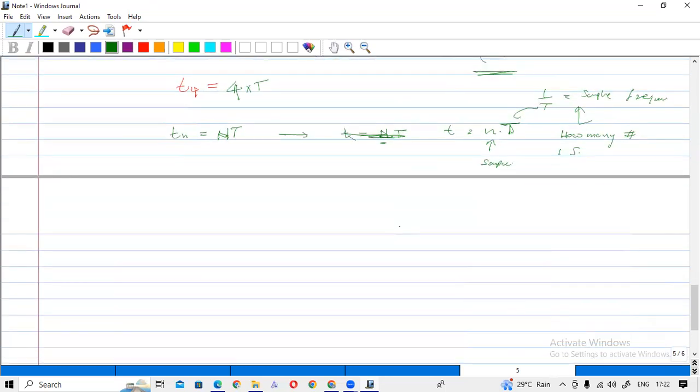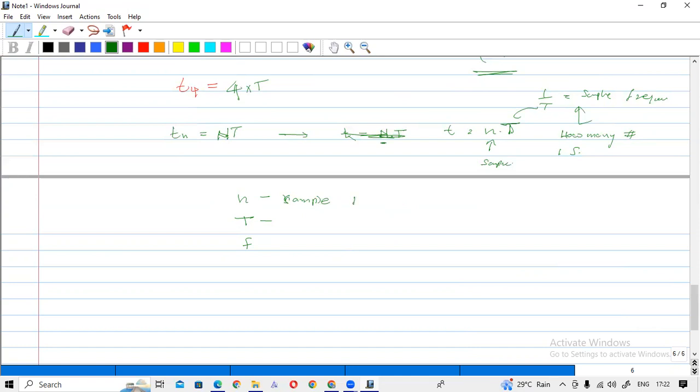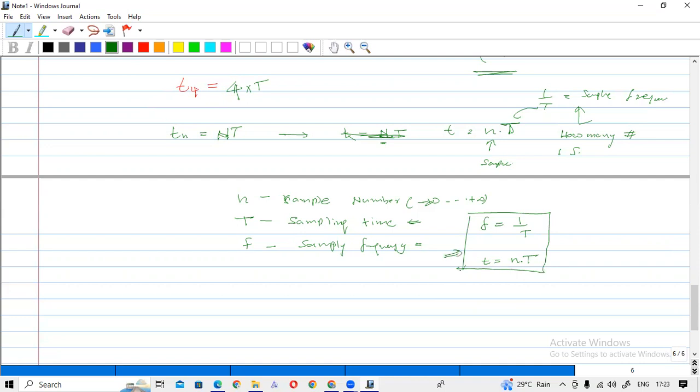So I think now you can understand what is n, what is sample time, and what is sampling frequency. This n is the sample number, not the number of samples. It can be minus infinity to plus infinity. And this T is the sampling time, the time duration you are getting the sample, and this is the sampling frequency, how many samples you are getting for 1 second. So F is equal to 1 by T, and the corresponding time for any sample is given using this equation. So you better remember these two equations also.